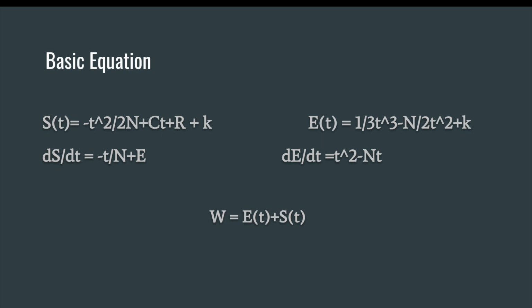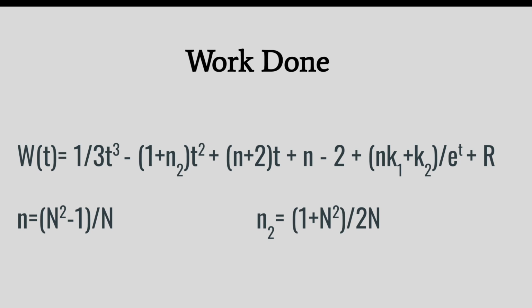And then we come up with this equation of work done, which is equal to efficiency plus stress. So this is the final equation of work done. On the bottom, 1 is n, 1 is n2. This will represent a constant for this equation based on the number of astronauts in the space station.